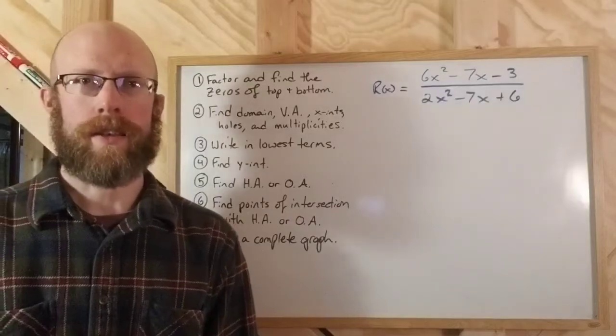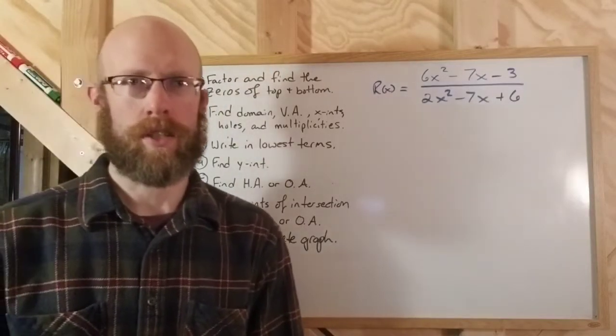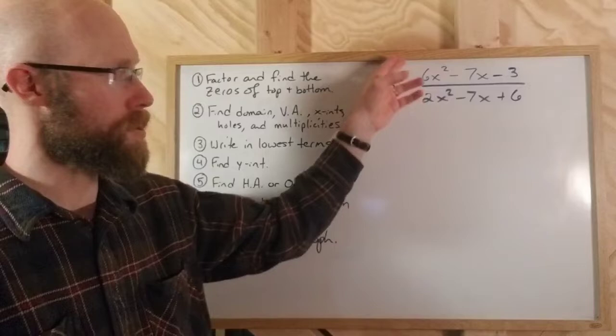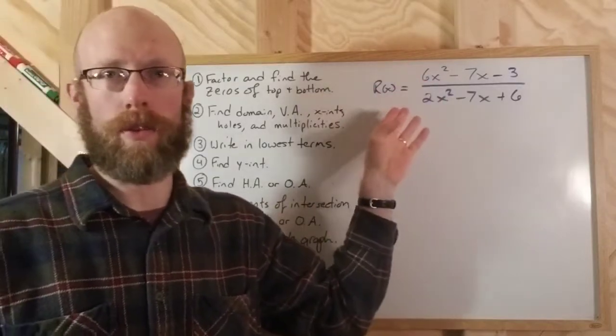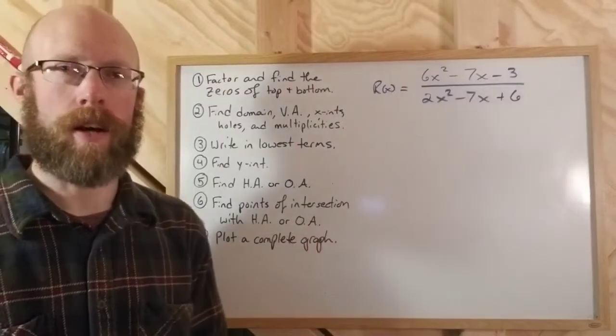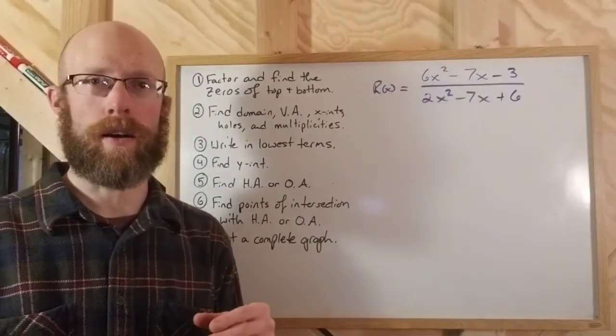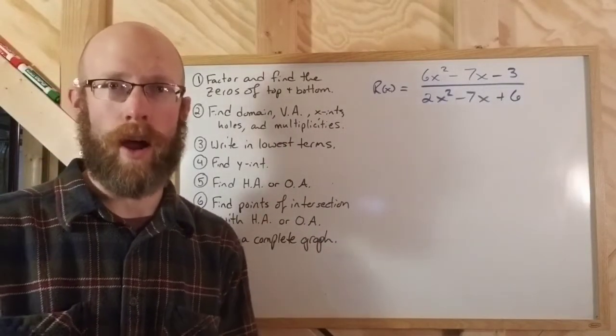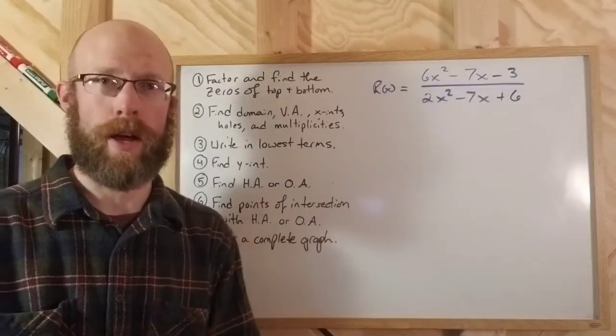All right, for our last example with rational functions, I've got a function here. It's a second degree polynomial over a second degree polynomial. And we're going to go through the same list of items to try to determine the complete graph of this rational function.